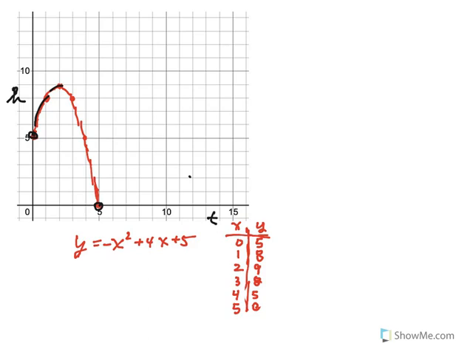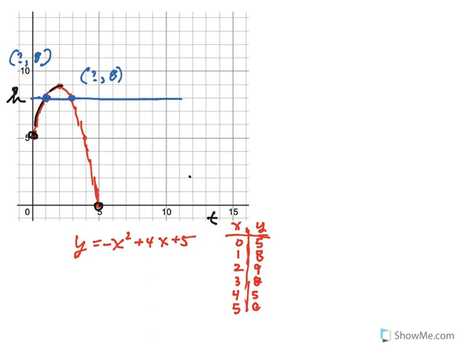And I might want to know at what time is this thing 8 feet in the air? So I'm looking for the intersection of these two lines, because this is the 8-foot mark. So these are two places where 8 is the y value, and we don't know what the x value is.